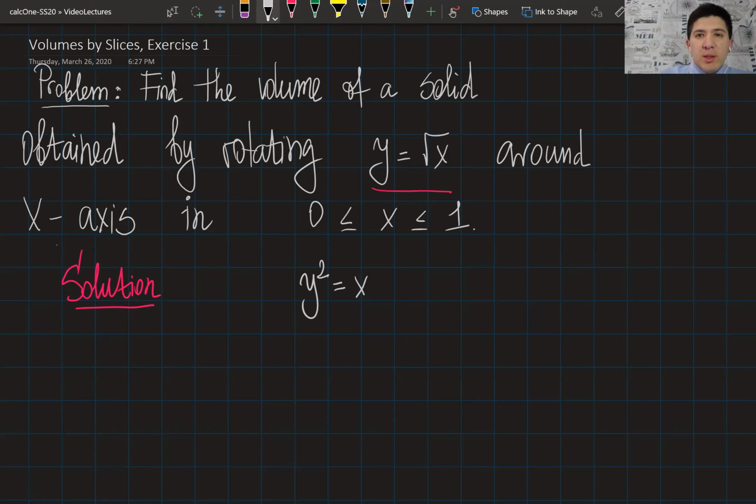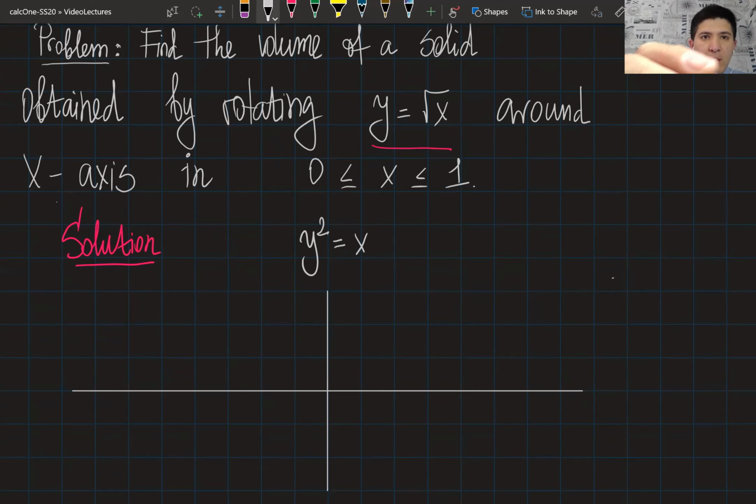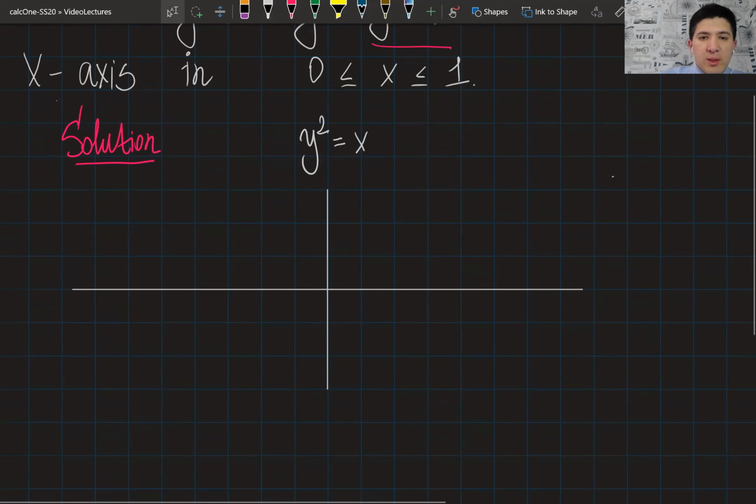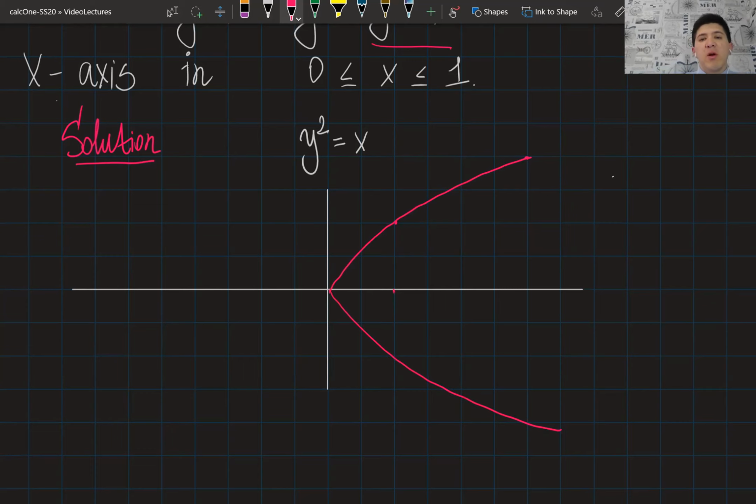So we can just draw this. Let's put the coordinates here. Good. So now we're going to draw this. At 1, it's going to be 1. Whenever y is equal to 2, x is equal to 4. So it's going to be really here. So x is equal to y squared is going to be roughly this kind of curve, right?